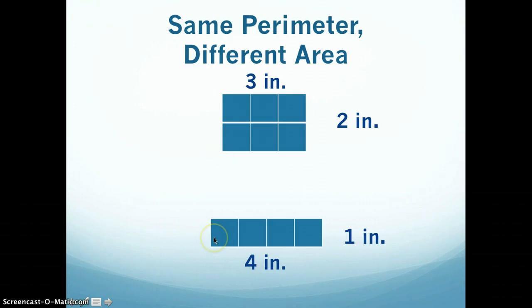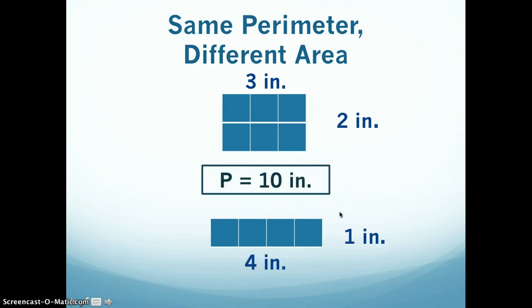The same goes for the bottom rectangle. If the bottom is 4 inches, the top has to be 4 inches. The right side's 1 inch. The left side is 1 inch. So let's add all of these sides together. 3 plus 2 plus 3 plus 2. Or you could just multiply 3 times 2 plus 2 times 2 and do the same for the rectangle below. Your final perimeter should be 10 inches.